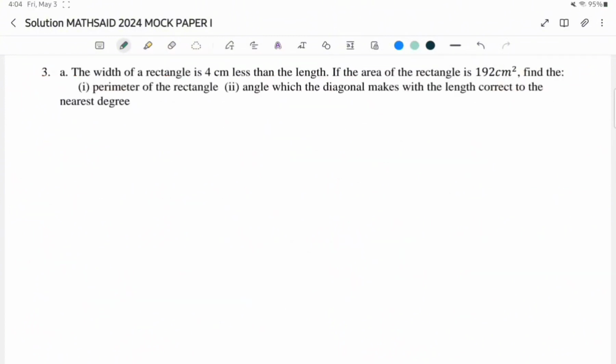In this question, we are told that the width of a rectangle is 4 centimeters less than the length. So let's have a sketch.